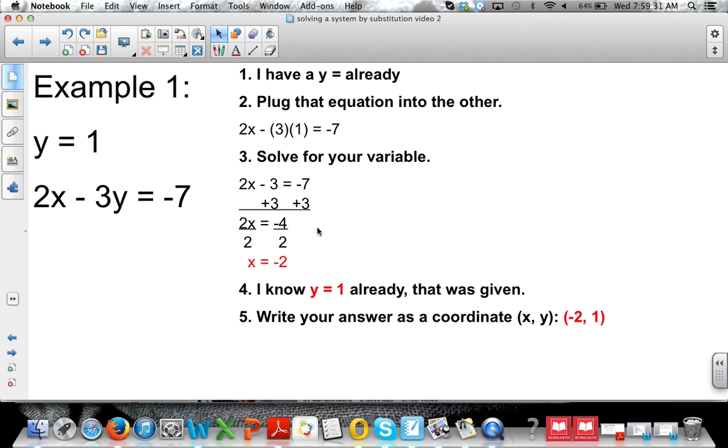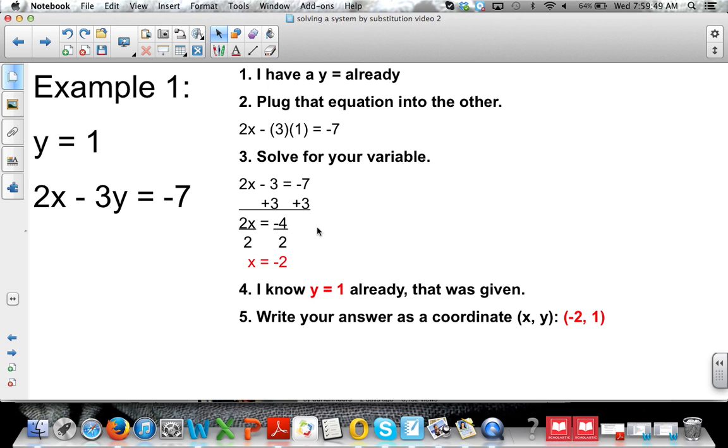So step 4, I already know that y equals 1. They gave me that. That's one of my equations. I mean, it is an equation. It's very simple, but it is an equation. So I already know y equals 1. So I don't have to plug anything back in. So that is the best case scenario. If they just give you y, you're good to go.